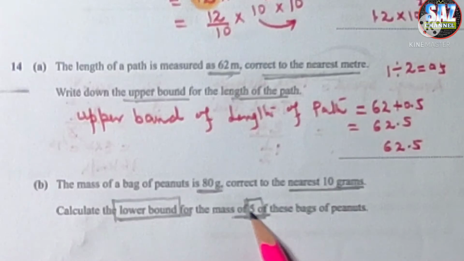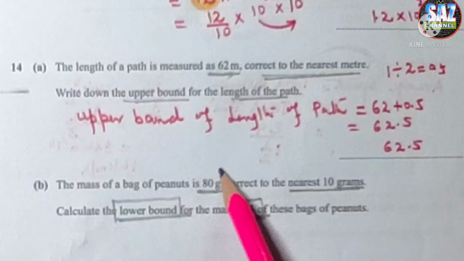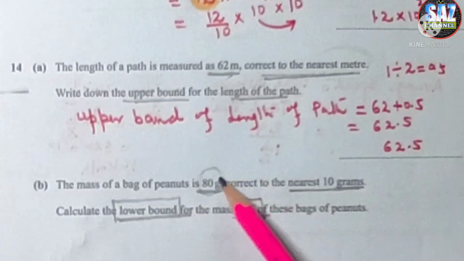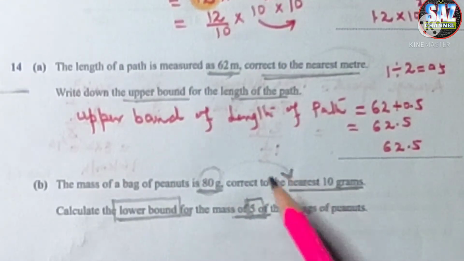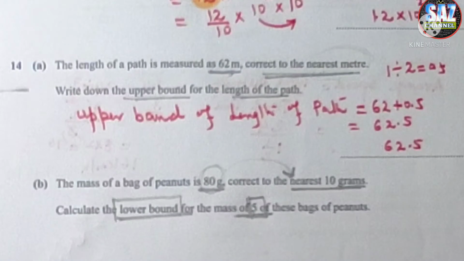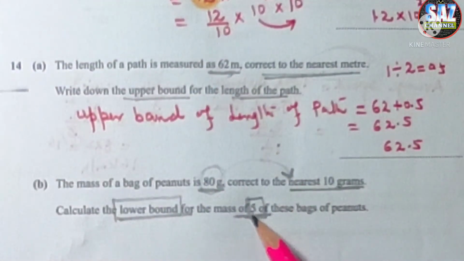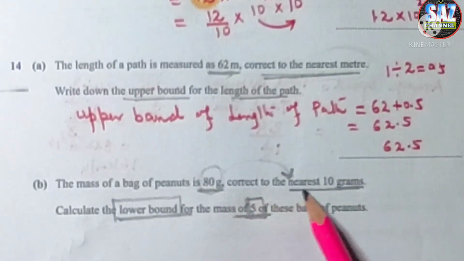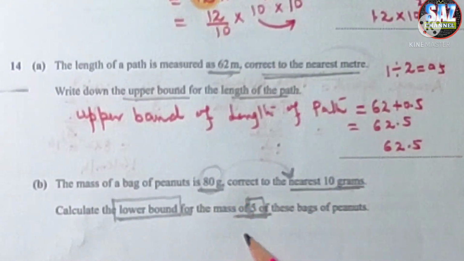Look children, we have to read the question carefully, as the question says that the mass of one bag is 80 grams to the nearest 10 grams. It means first of all I have to find the upper and lower bound of one bag, and then go for the upper or lower bound of the required number of bags. If the question does not say this in the beginning, then you can find the final answer first and then go for the addition or subtraction.